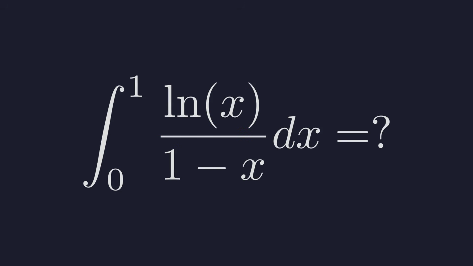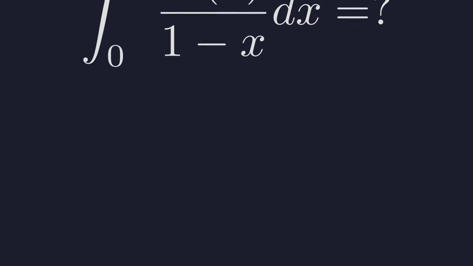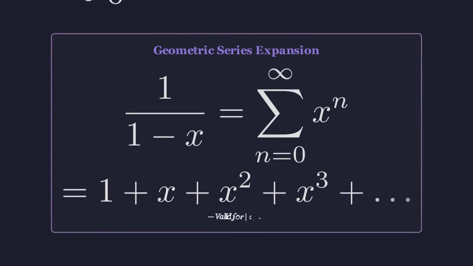The key to unlocking this integral lies in this term. It is the gateway to an infinite series. We can express 1 divided by the quantity 1 minus x as a geometric series: the sum from n equals 0 to infinity of x to the power of n. This is valid when the absolute value of x is less than 1, which covers our integration interval.